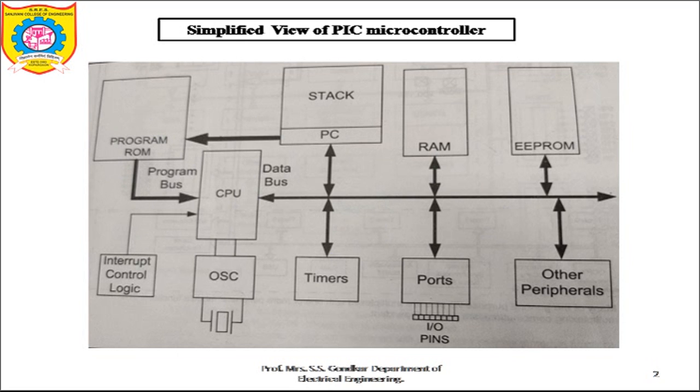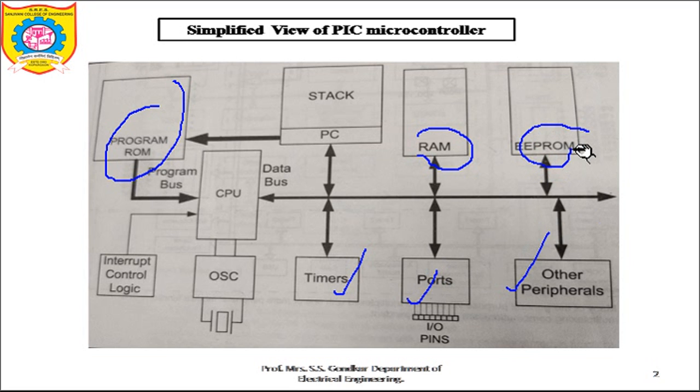Here is your program memory. Then here is your data memory. You have the peripherals like timers, ports and some other peripherals which you may connect. You can see one of the memory as EEPROM as well. Then you can see interrupt control logic, the oscillator, CPU. You can see program bus and the data bus. Along with that, the most important part you can see over here is a stack and a program counter.